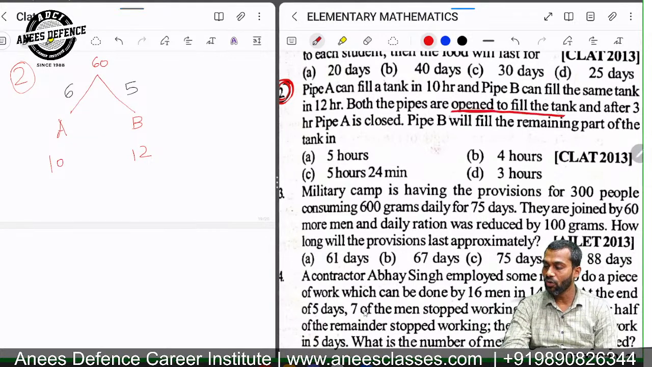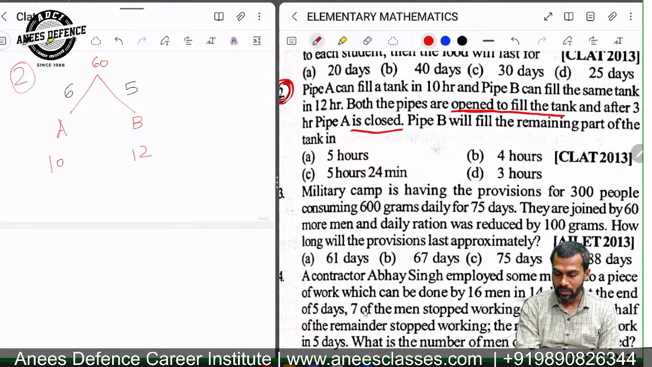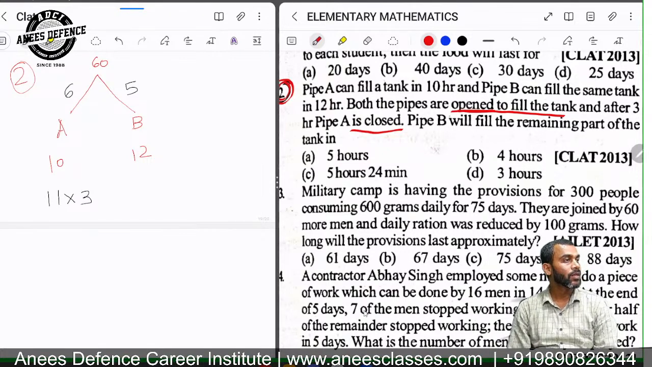Both the pipes are opened to fill the tank, and after 3 hours, pipe A is closed. So for 3 hours, both the pipes were opened. In 1 hour, how much units will they fill? 11. So in 3 hours, how much will they fill? 33. Are you getting or not? In 1 hour, how much units will they fill together? 6 plus 5, 11. In 3 hours, 33.